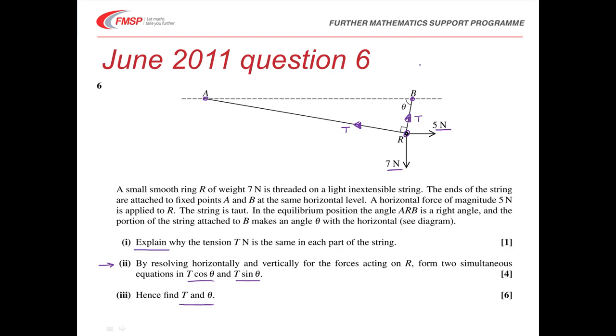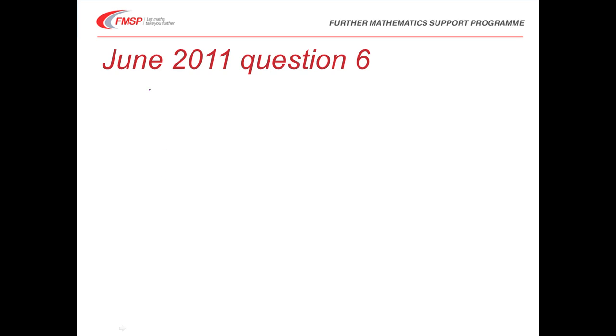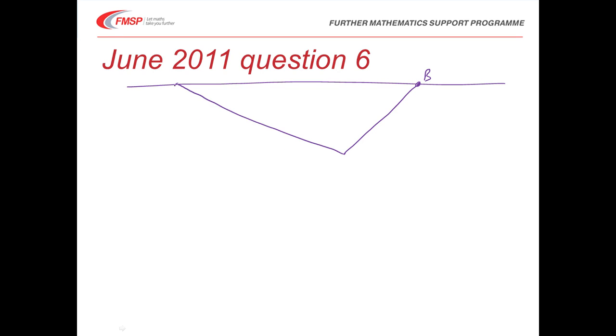Now I'm going to redraw the diagram because this line here, RB, is so close to vertical that it's rather difficult to show the components when I resolve that particular tension. So here's my attempt at redrawing that diagram. First of all, there was a line across the top, and now I'm going to exaggerate the slope of this line from B to the ring, and now I'm going to draw in the rest of the triangle. So there's the point A, and here's my ring at R and the weight force of 7 newtons.